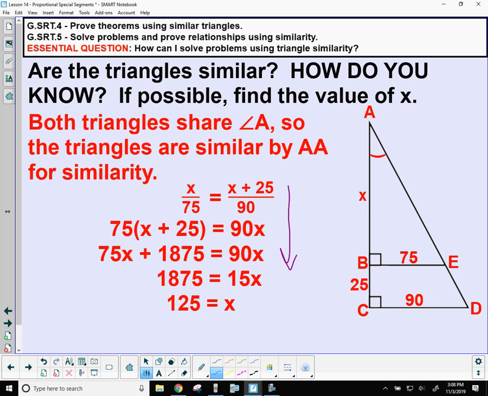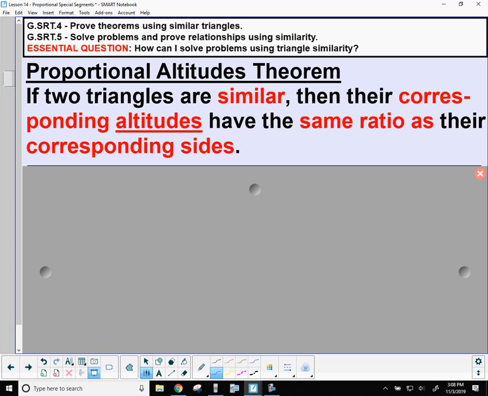All right, let's look at something else. Proportional altitudes theorem. We're going to fly through these real quick. Again, keep your fill in the blank notes handy, and again, pause the video when you need to. If two triangles are similar, then their corresponding altitudes have the same ratio as the corresponding sides.